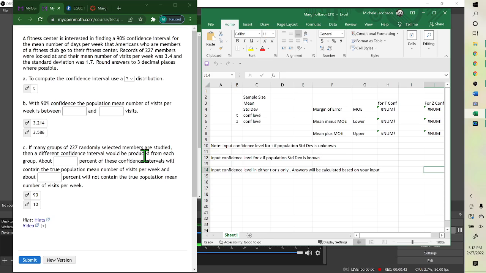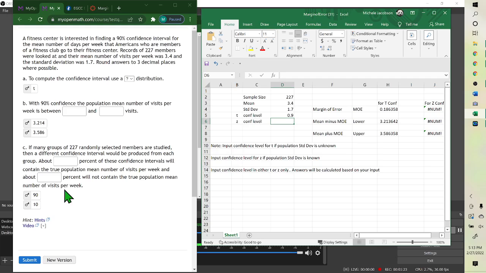population. To find the 90% confidence interval, we come over here on the Excel. We put our sample size, which was 227 members, our mean, 3.4, standard deviation 1.7. We said it was a T and the confidence was 90% or 0.9. And here's our confidence interval.